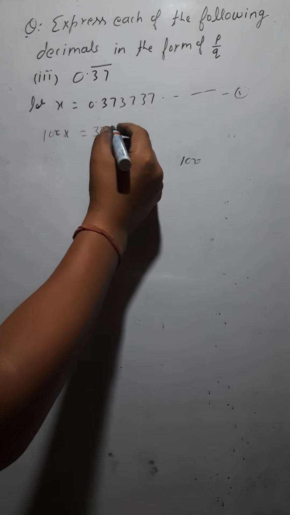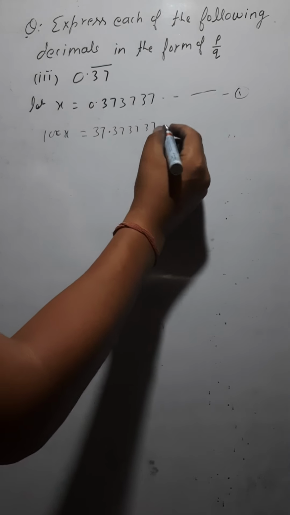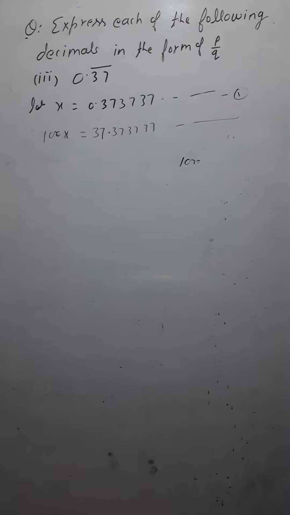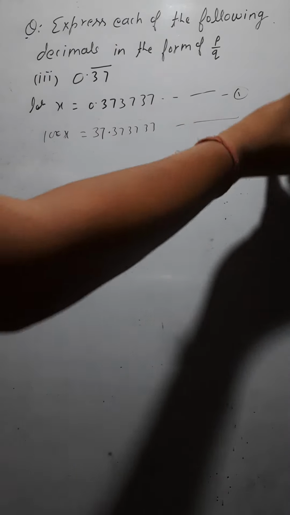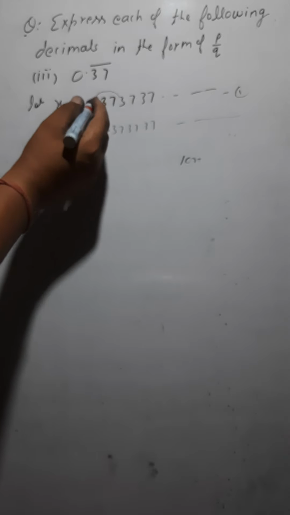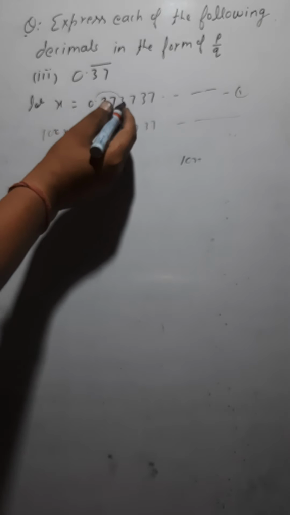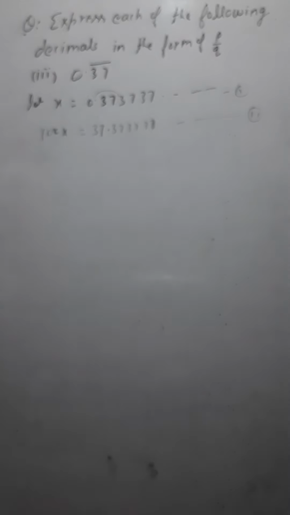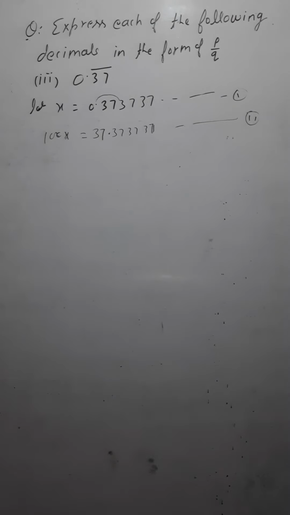So how much is left there? 37, 37, 37, etc. So all these are left there again, because it is unlimited. You can write as much as you can, isn't it? So this decimal is going to shift here. So this 37 I have written here, 0.37373737, as much as you can write. Okay. So let's say this is equation number 2 now. Equation number 2. Now what we would do? We would subtract equation 1 from 2.